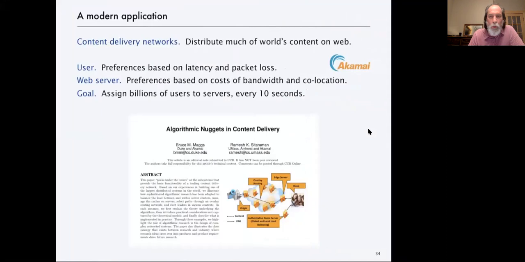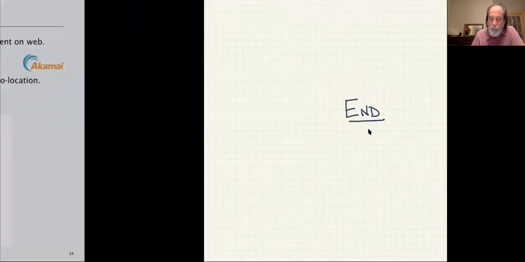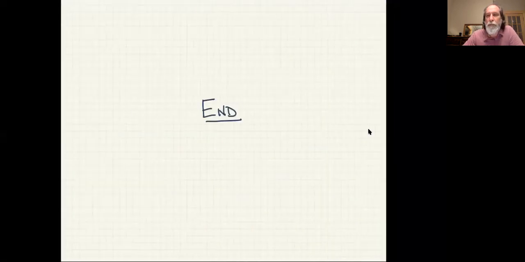This is just one of many examples. This is a paper about network-based, web-based content delivery and an application of generalizations of this algorithm there. And there are lots and lots of others. As I said, there are lots of variants of this problem that continue to be studied today. And that's it for now.